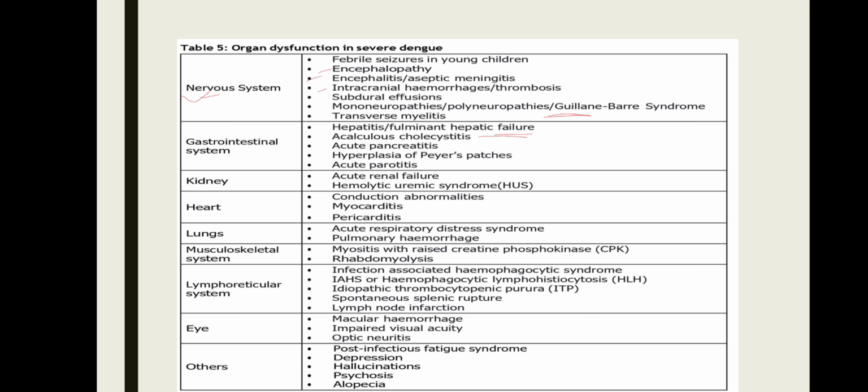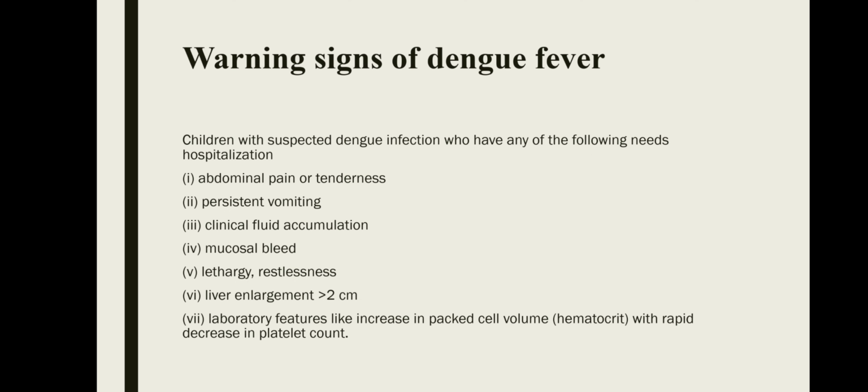Kidney dysfunction: the patient may present with acute renal failure. Heart: the patient may present with myocarditis, just like other viral fevers. Lung: the patient may present with ARDS because of the leaky blood vessels. Reticuloendothelial system: the patient may present with ITP, or the patient may present with HLH, that means high ferritinemia, because of the cytokine storm. So these are the organ dysfunctions in a dengue patient.